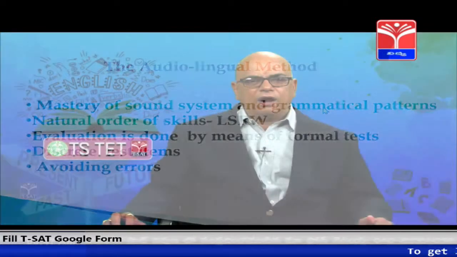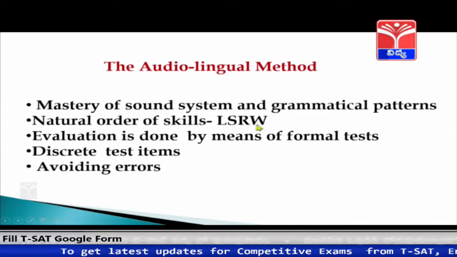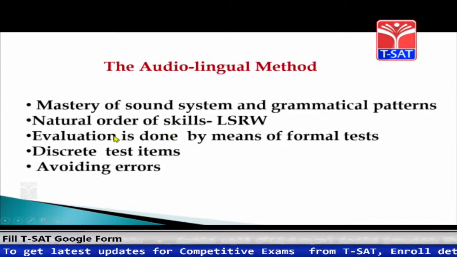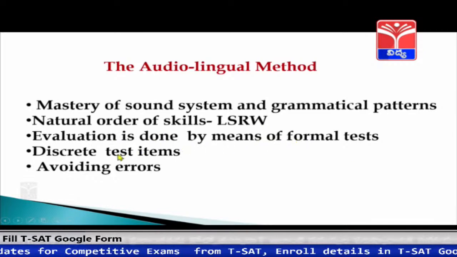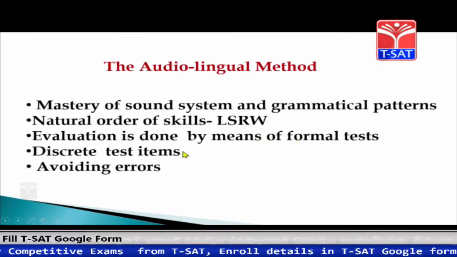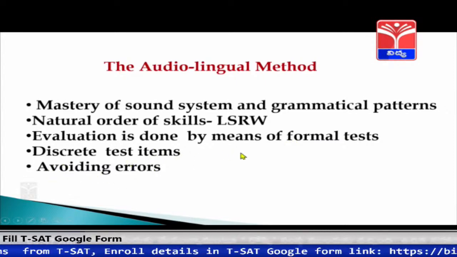And the other method is the audiolingual method. In audiolingual method, the focus is on mastery of sound system and grammatical patterns. Natural order of skills is considered listening, followed by speaking, followed by reading and writing. And evaluation is done by means of formal tests, and discrete test items are evaluated and errors are avoided.